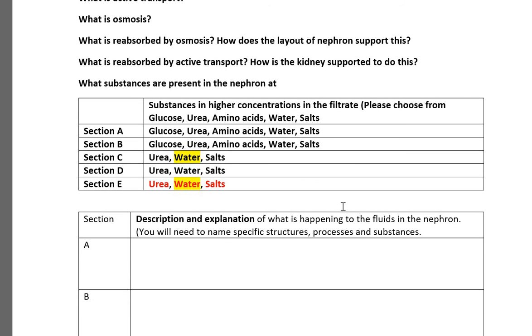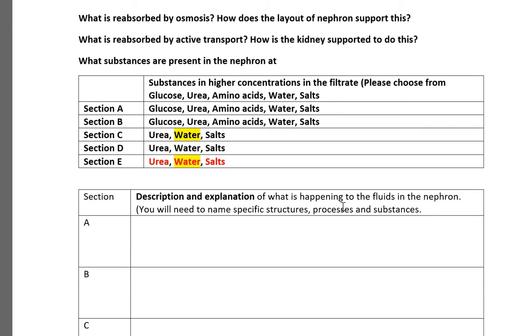What is osmosis? Osmosis is the diffusion of water from a high to a low concentration gradient through a semi-permeable membrane. That's describing it basically going through the membranes of a cell. What is reabsorbed by osmosis? Specifically water and some salts that will be absorbed in that structure.